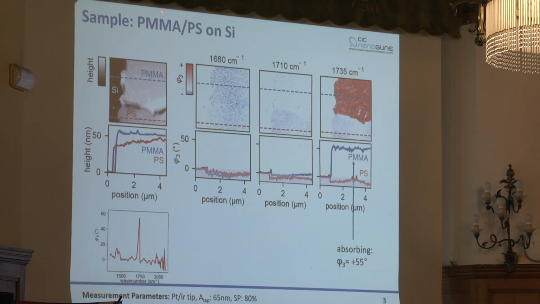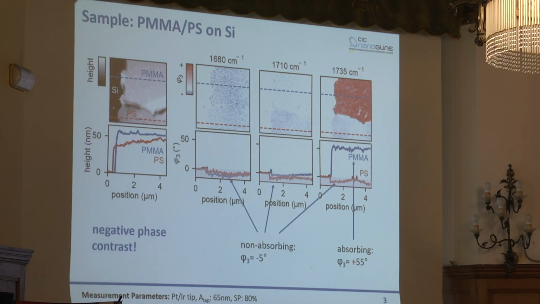On the other hand, we have polystyrene, and polystyrene is in this investigated wavelength range always non-absorbing, and you can see that we always have a slight negative phase contrast. So in all the cases, we have this negative phase of about -5 degrees, and where the PMMA is absorbing, we see this positive phase of 55 degrees.